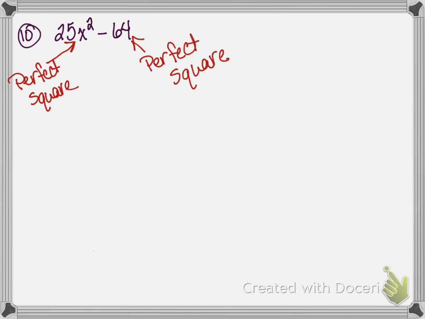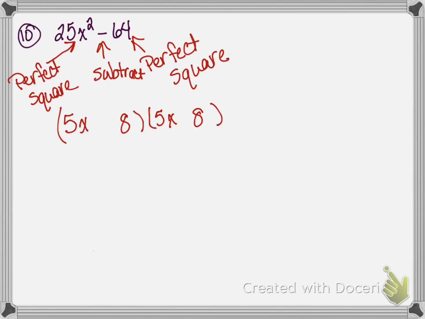Got to be subtraction. If it's not subtraction, it doesn't work. Okay, so Mark, you said we're going to take the square root of 25x squared. What is that? 5x. Good. And then the square root of 64 is 8. Okay, each side, you're correct.